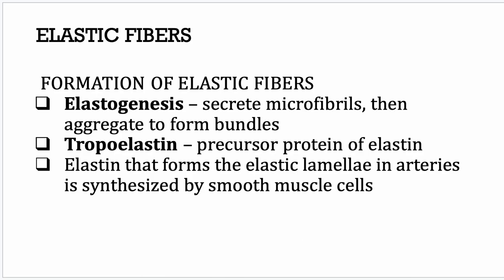So, formation of elastic fibers. So, first is your elastogenesis. They secrete microfibrils, then aggregate to form bundles. Then, we have your tropoelastin. This is the precursor protein of elastin. Elastin that forms the elastic lamellae in arteries is synthesized by your smooth muscle cells.